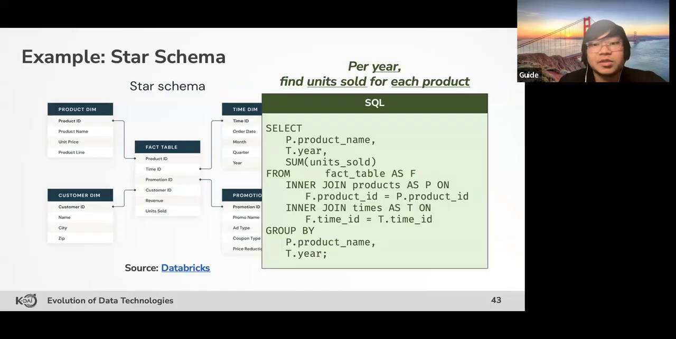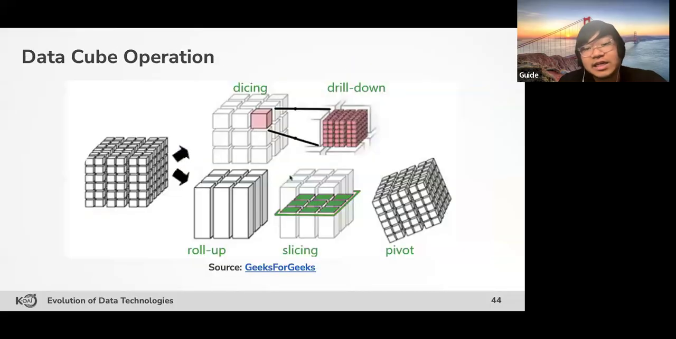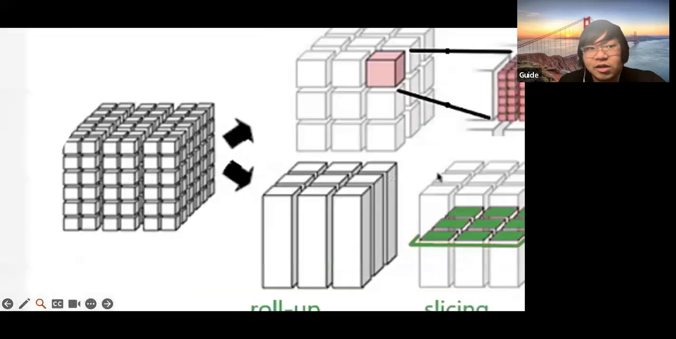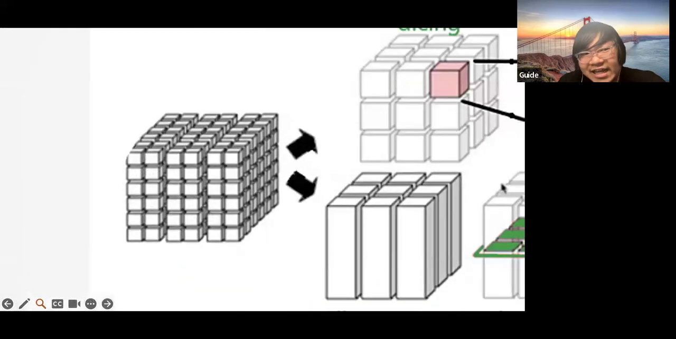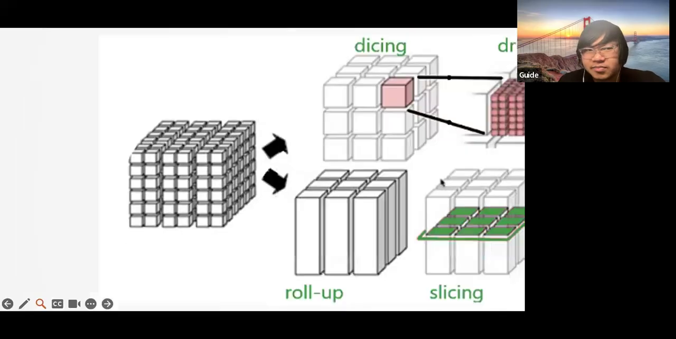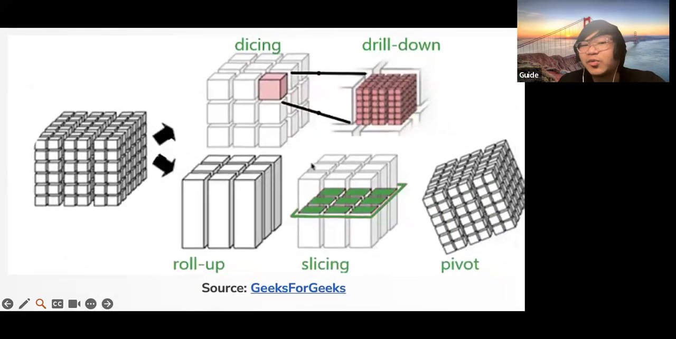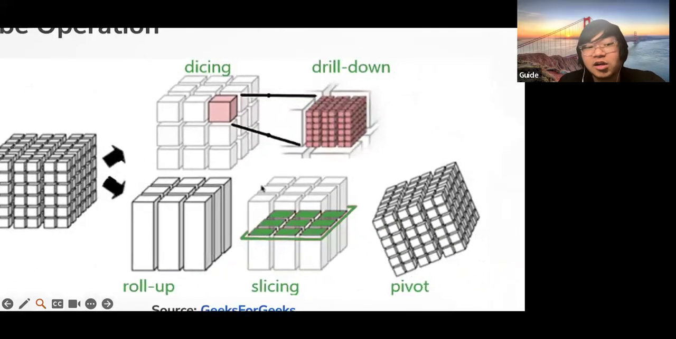Okay, I believe no. So with the star schemas or the snowflake schemas, they are new operations that people just invented, but basically you can perform them with SQL. We call those operations the data cube operations because now your data is not only a single dimension, we have multiple dimensions, right?